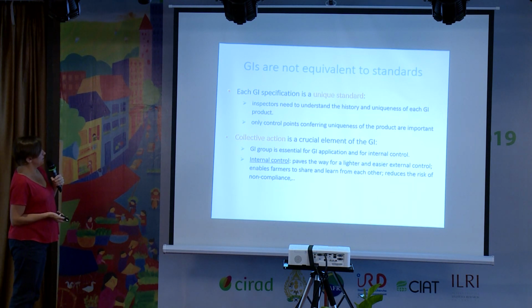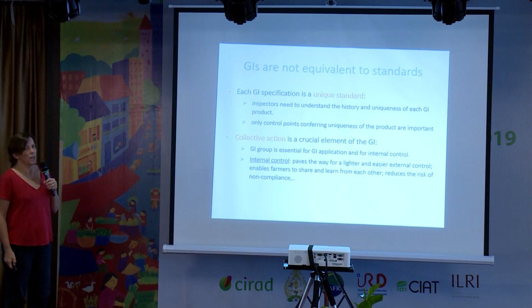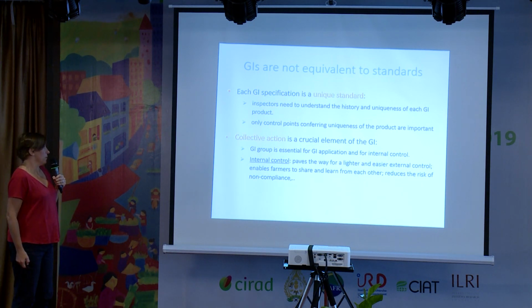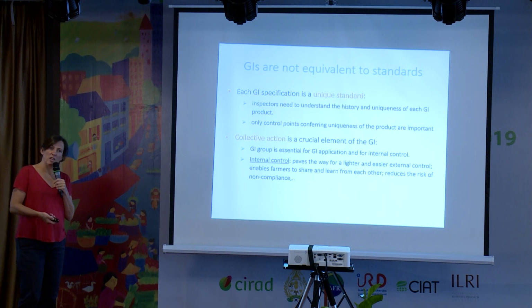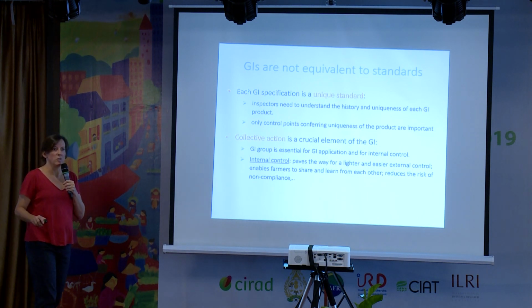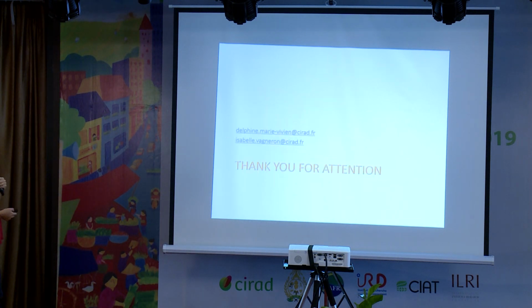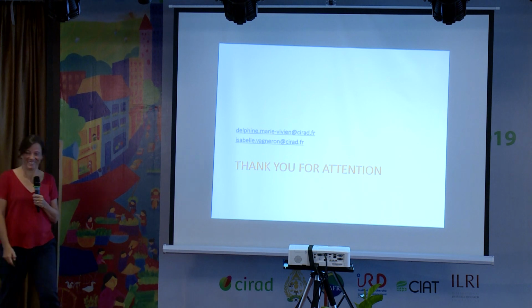And finally, collective action is also, in our view, a crucial element of the GI, not only in terms of application, but also in organizing the internal control system. This makes the external control very easy afterwards, and also makes sure that all stakeholders learn from each other. So maybe the no-GI-association option of Thailand seems a bit weird to me. Done. Thank you.